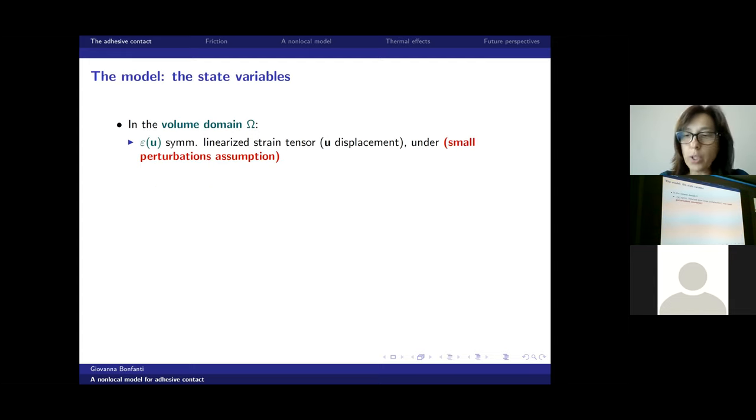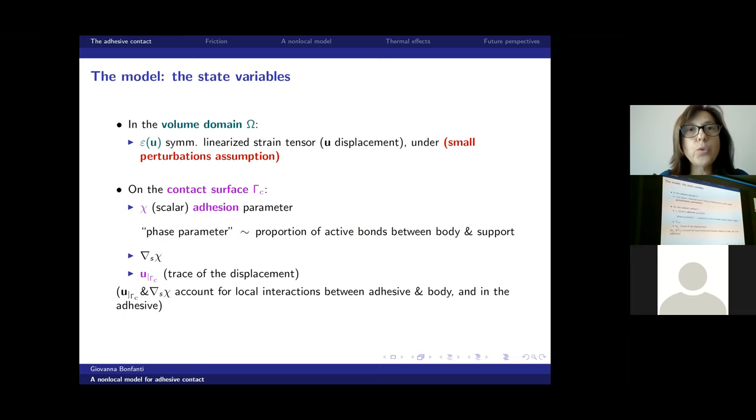Now, in this approach, the state variables are defined in the bulk domain and on the contact surface. The variable defined on the volume domain, on the bulk domain, is epsilon of u, the state variable of the model, where u denotes the displacement, the small displacement. In fact, we are working under the small perturbation assumption, and epsilon of u denotes the symmetric linearized strain tensor.